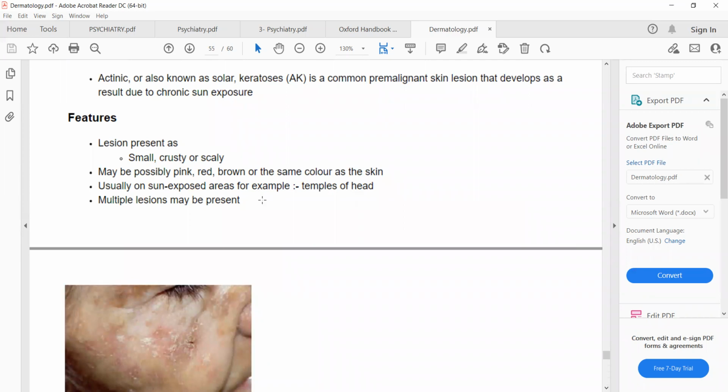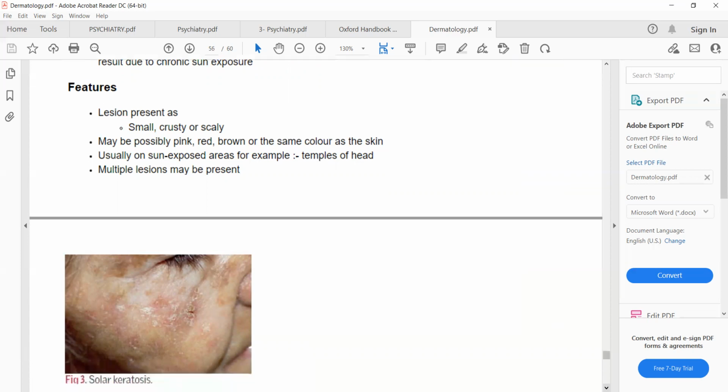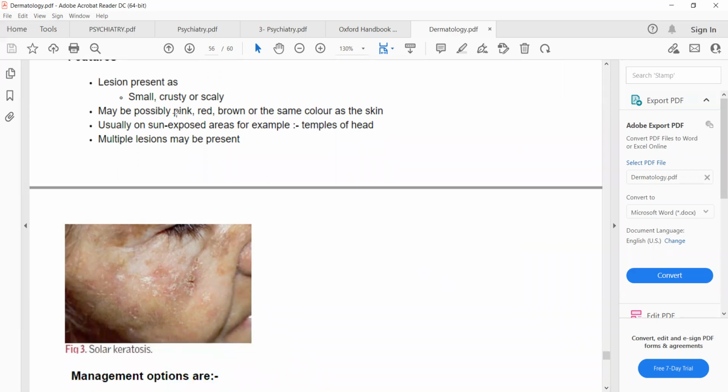Small, crusty, and scaly lesions again are present on sun exposed areas, such as you can see these small crusty lesions. You can see the formation of these crusts on the sun exposed areas in an older adult. They can be pink, red, or brown, or the same color as the skin. They usually occur on the sun exposed areas, and multiple lesions may be present.